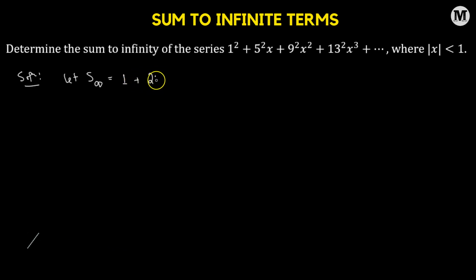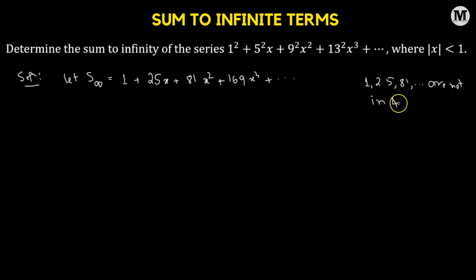The next term, that's 25x added to 81x squared plus 169x cubed. Now clearly this series is not an arithmetic series because there is no common difference here, and also it's not a geometric series because there is no common ratio here. However, what we can do is check whether it is an Arithmetico-Geometric series or not. That's a third possibility, but this is not an Arithmetico-Geometric series because if we consider only the constant terms 1, 25, 81 and so on, these terms are not in arithmetic progression.